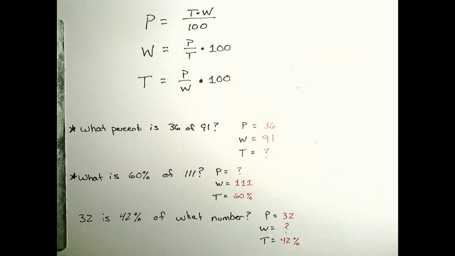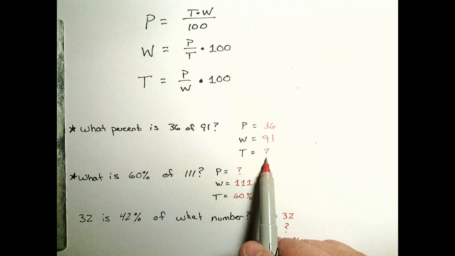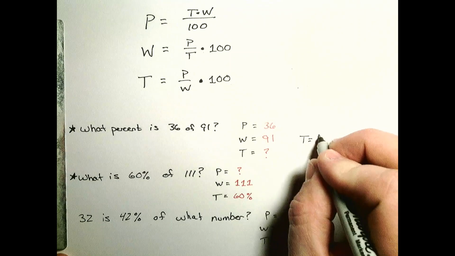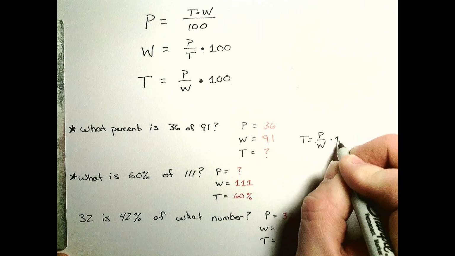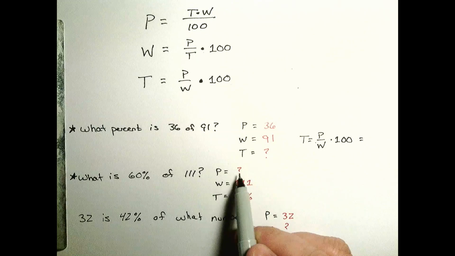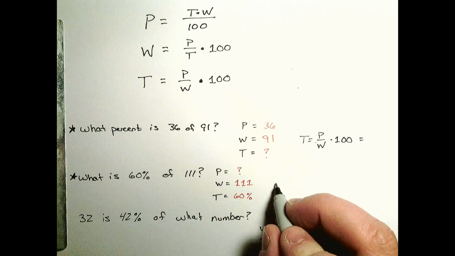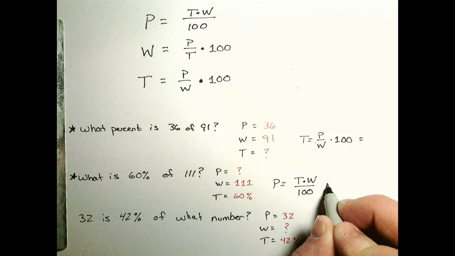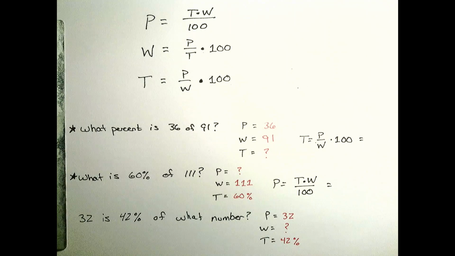Now look, if T has a question mark next to it, you bring up the T equals P over W times 100 equation, and you plug in the values. If P has a question mark next to it, you go P equals T times W over 100, and you are then going to plug in the values you need for that equation. And then the last one, if W has something next to it, W equals P over T times 100.